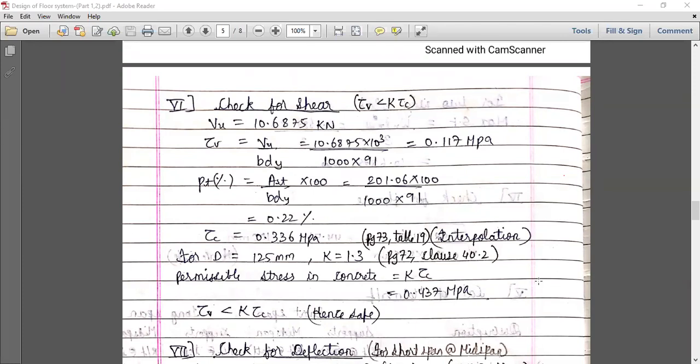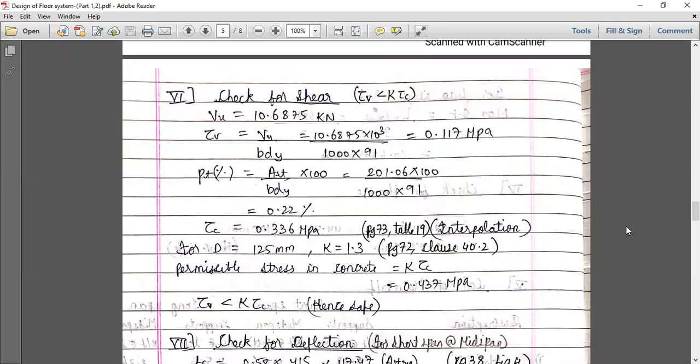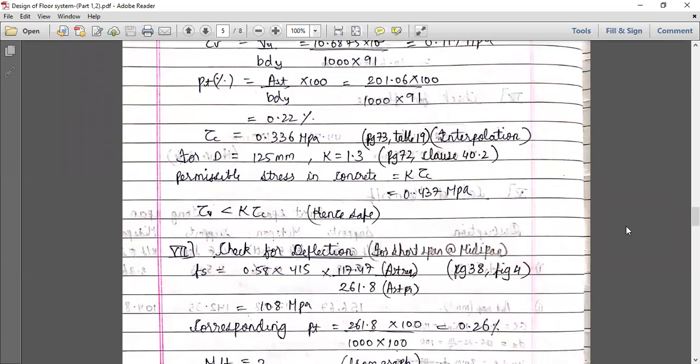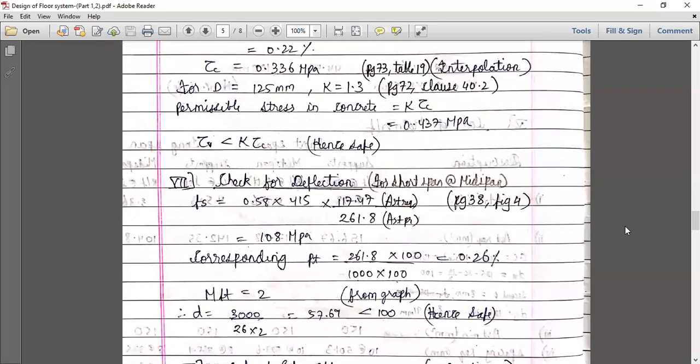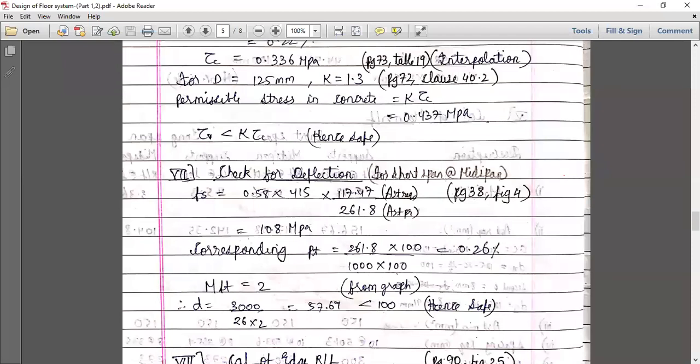Now let us move on to the next step, that is check for deflection. Where will we perform this check? Deflection for the short span at the mid span. That is the reason I have mentioned here where we will do the deflection check. We basically design the slab for the short span, and where will deflection be? It will be at the mid span.